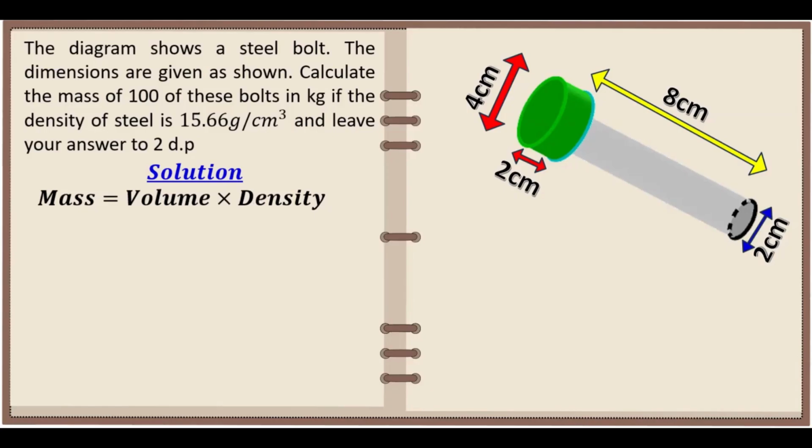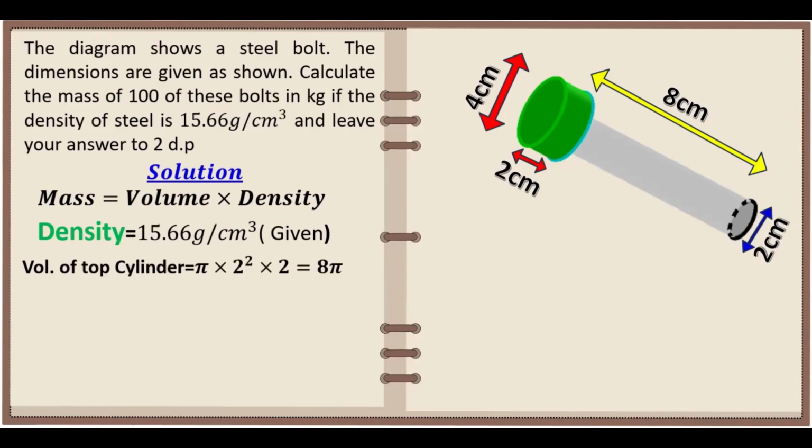So we know what density is. The density of this object is given as 15.66 grams per cubic centimeter. But we do not know what the volume is. So if we can get the volume and we multiply this by the density, then we'll get the mass of this object. So we go ahead to get the volume of the top cylinder.